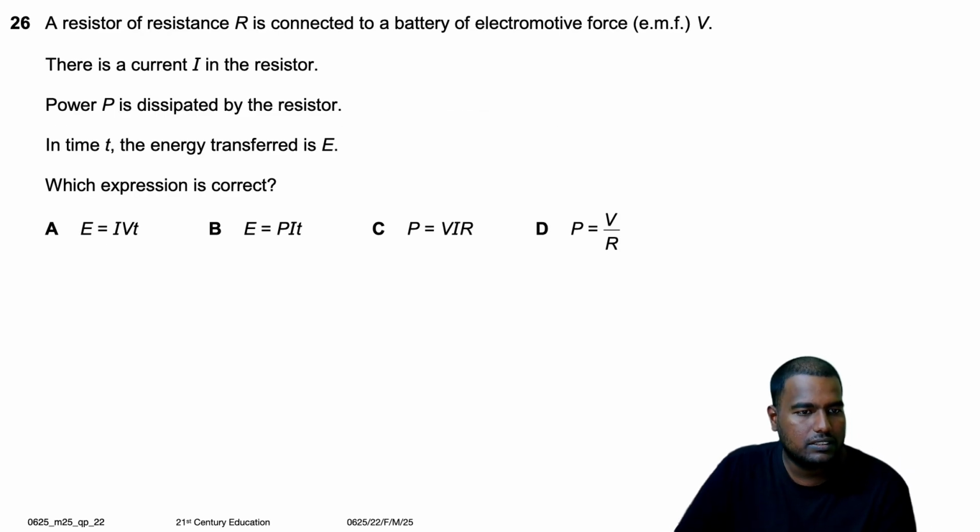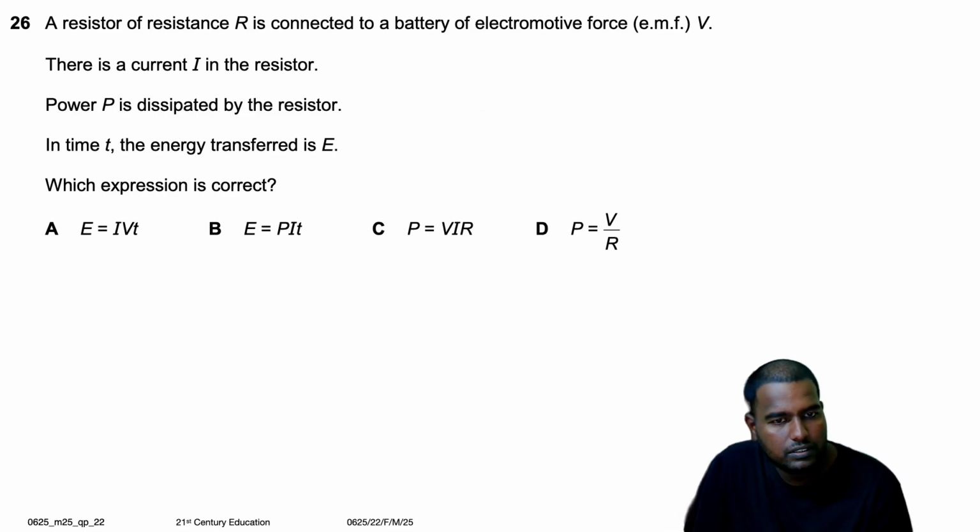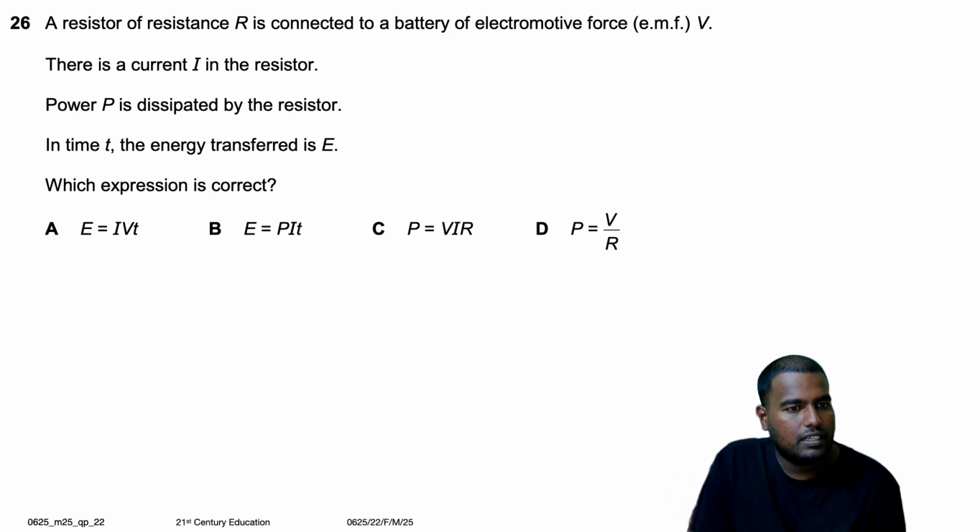A resistor of resistance R is connected to a battery of e.m.f. V. There is a current I in the resistor. The power P is dissipated in the resistor. In time t, the energy transfer is E. Which expression is correct?